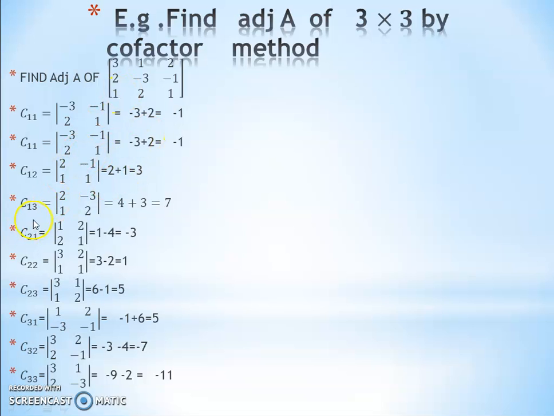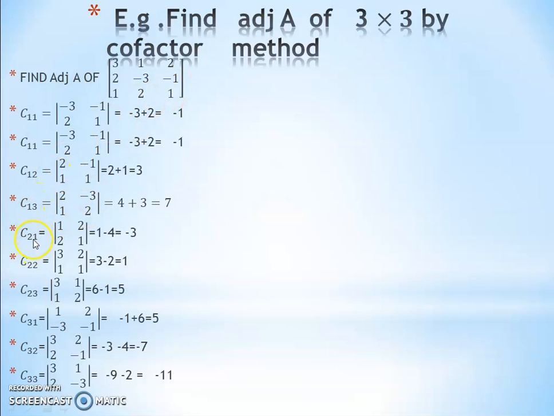Now C13. C13 means first row, third column. So we skip the first row and third column. What is remaining? 2, minus 3, 1, 2. 2 into 2 is 4. 1 into minus 3 is again minus, minus minus plus 3. The answer is 7.